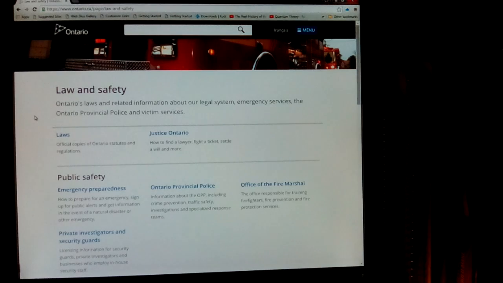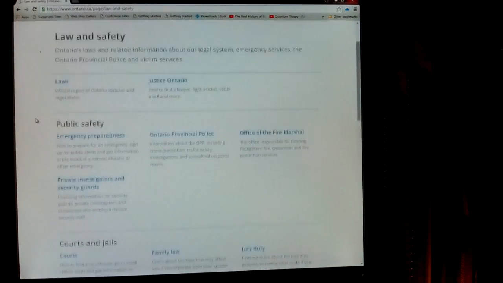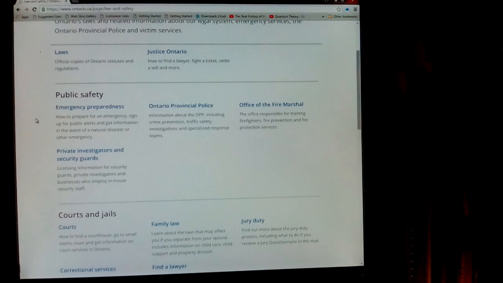Ontario's laws and related information about our legal system, emergency services, the Ontario Provincial Police, and victim services. Laws. Official copies of Ontario statutes and regulations, Justice Ontario, how to find a lawyer, fight a ticket, settle a will, and more. Of course, there's nothing there about accessibility, though. Public safety, emergency preparedness, how to prepare for an emergency, sign up for public alerts, and get information in the event of a natural disaster.